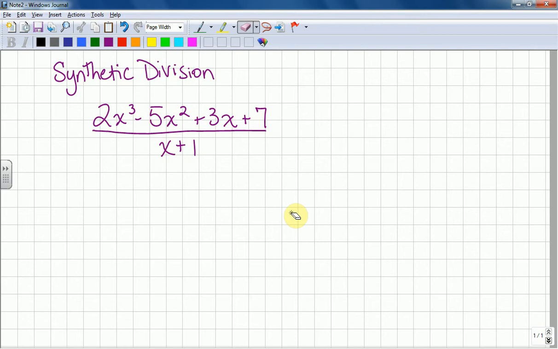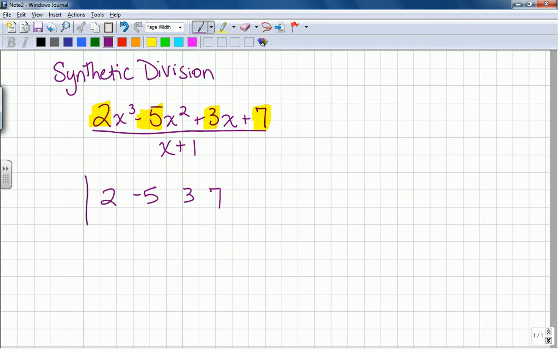So in this particular problem, we have 2x cubed minus 5x squared plus 3x plus 7. We're going to divide that by x plus 1. So to start off my problem, I'm going to look at the coefficients in my problem. I have 2, -5, 3, and 7. So I'm going to start by writing those first. 2, -5, 3, and 7.